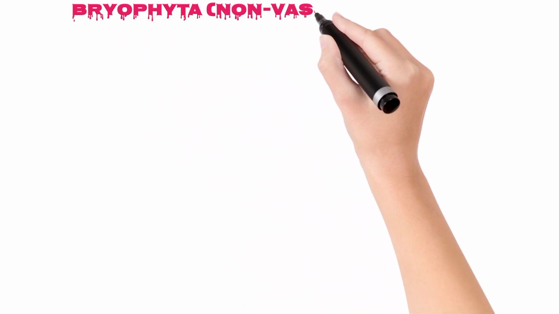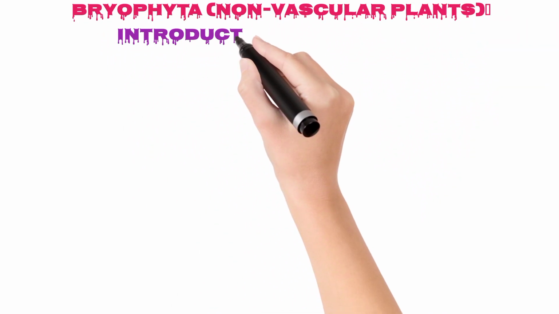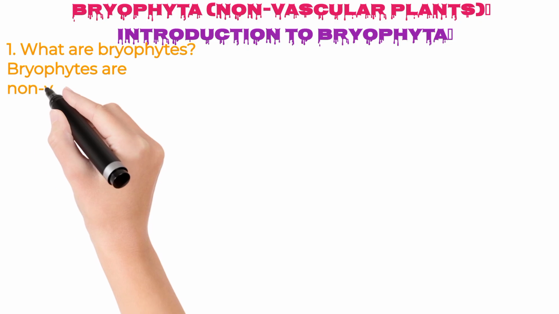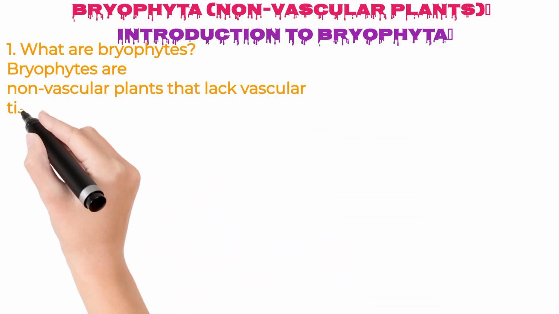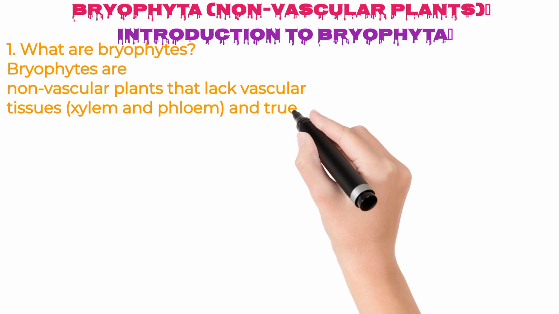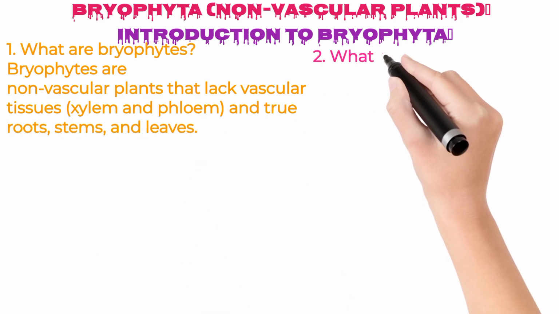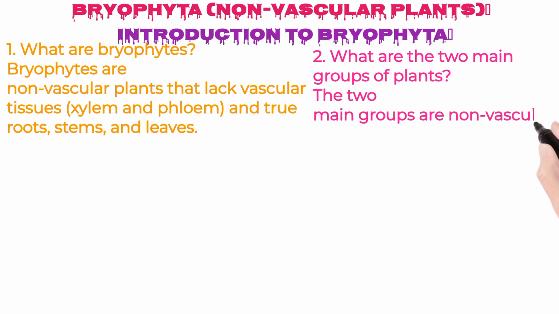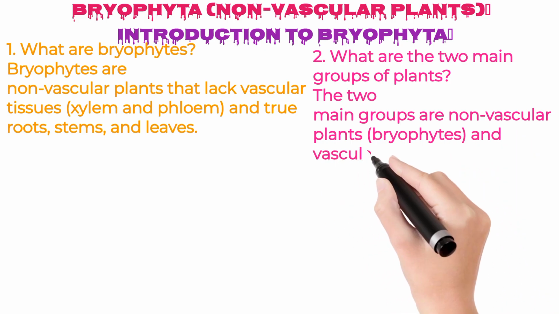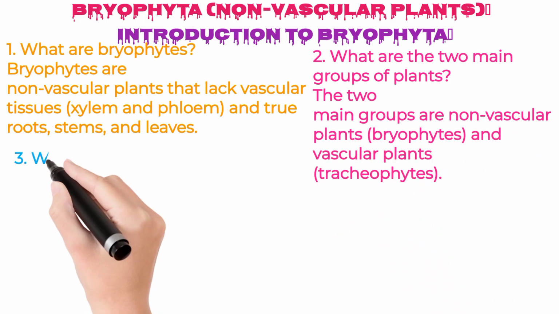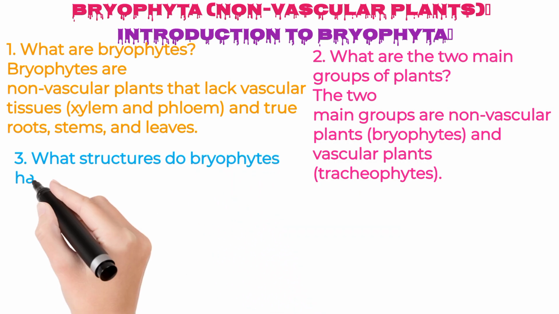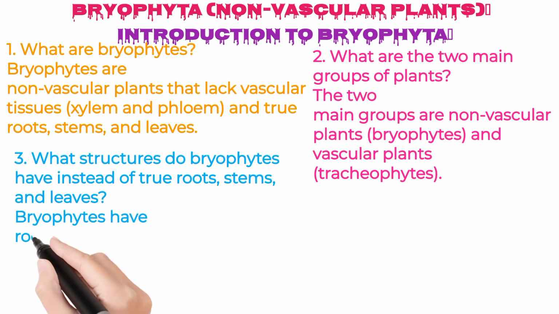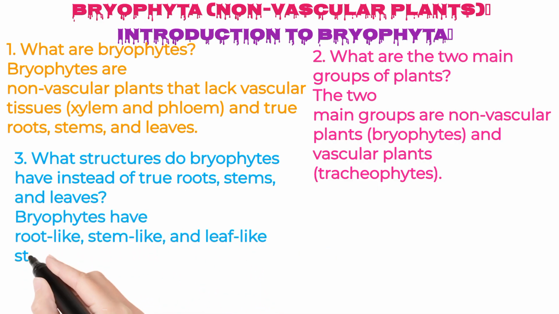Bryophyta, non-vascular plants. Introduction to Bryophyta. 1. What are bryophytes? Bryophytes are non-vascular plants that lack vascular tissues, xylem and phloem, and true roots, stems, and leaves. 2. What are the two main groups of plants? The two main groups are non-vascular plants, bryophytes, and vascular plants, tracheophytes. 3. What structures do bryophytes have instead of true roots, stems, and leaves? Bryophytes have root-like, stem-like, and leaf-like structures.